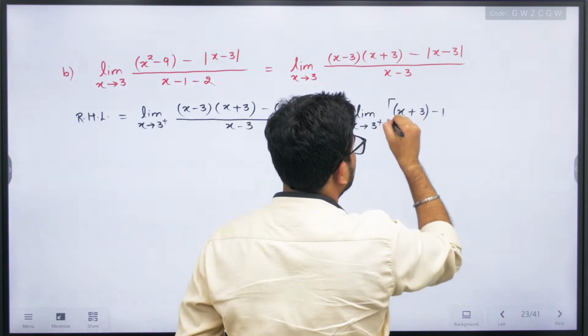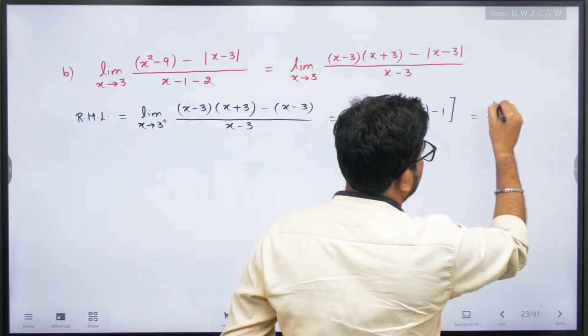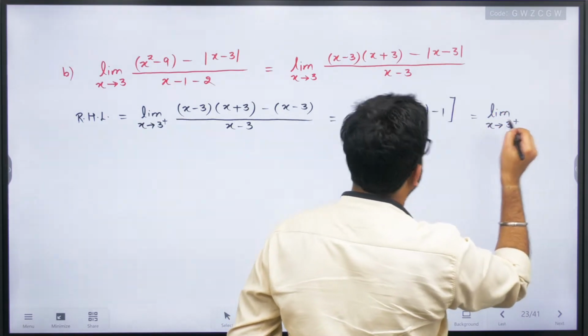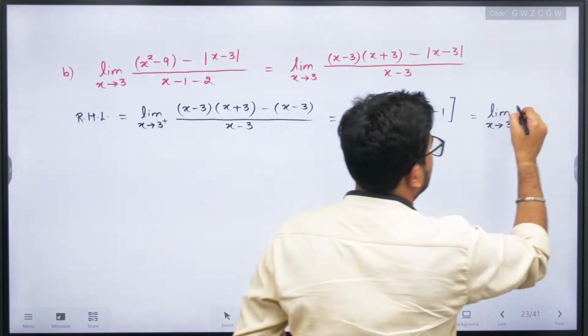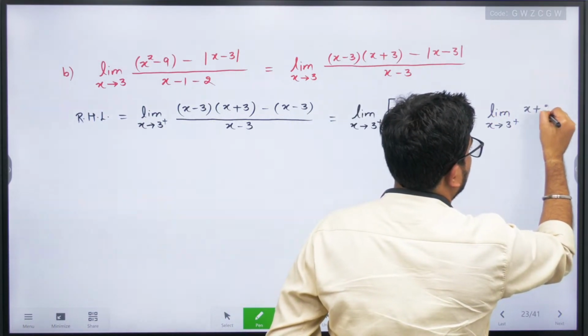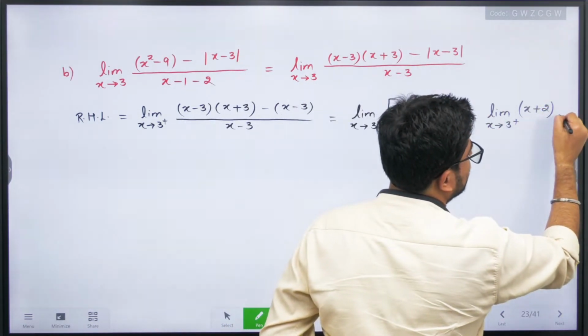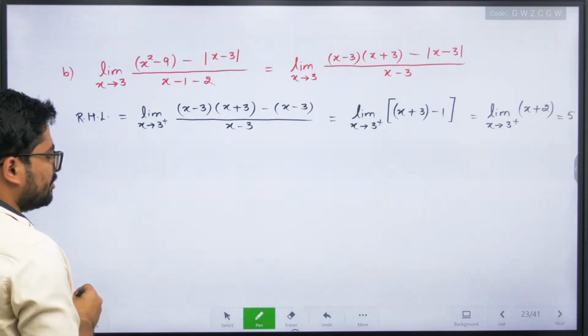Okay, so this thing is what? This thing is limit x tends to 3 plus, and this is x plus 3 minus 1, x plus 2. Yes, x plus 2, and whenever x is 3, this thing is 3 plus 2, which is 5. Got it? So right hand limit is 5.